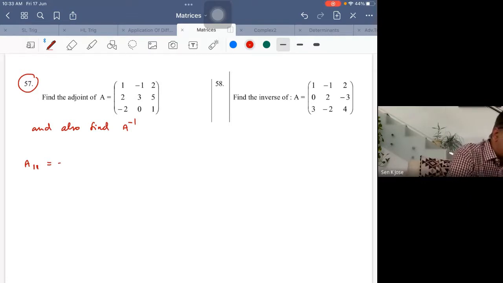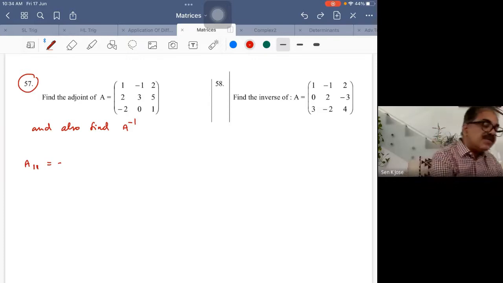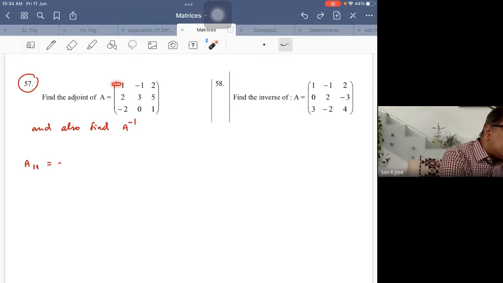A11 will be minus 1 to the power of 1 plus 1, which is the position sign. It goes like this: it's plus here, minus 1 to the power of 1 plus 1. The next position is minus, the next position is plus, then minus, then plus, then minus, then plus, then minus, then plus. So you can see, as somebody was telling the other day, diagonally they will always be positive. So it's like plus minus plus, minus plus minus, plus minus plus. But the rule is minus 1 to the power of i plus j.